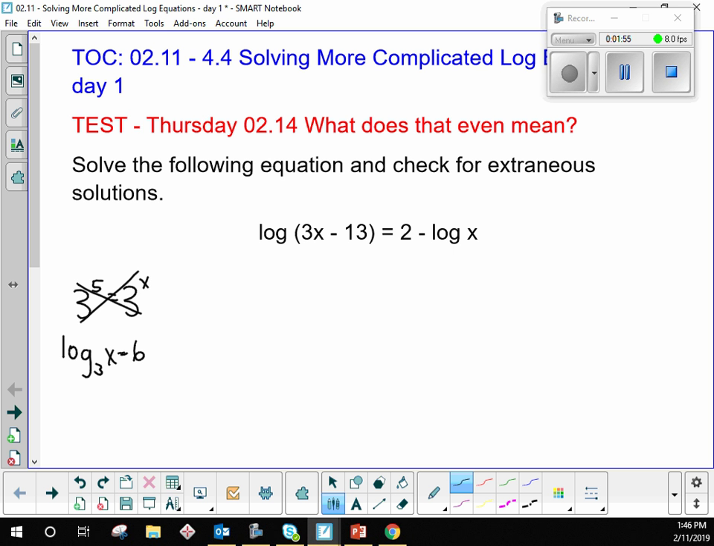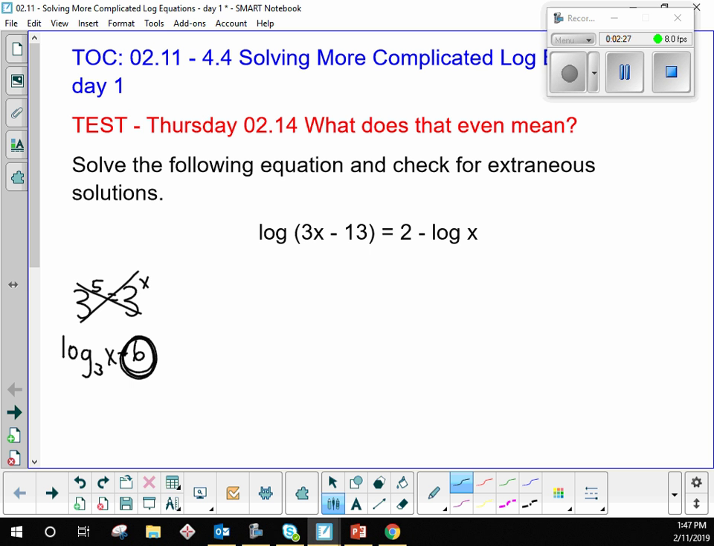However, we did learn last Tuesday how to compress logs, okay? How to take multiple logs and rewrite them so it's one. And if we could do that here, we'd be in good shape because we have this constant, that 2, that we could eventually have in this place right here. So if I need to get all my logs on one side, how can I take this log and move it over here? Just add it. What does that look like exactly? What do I write? Plus log x.